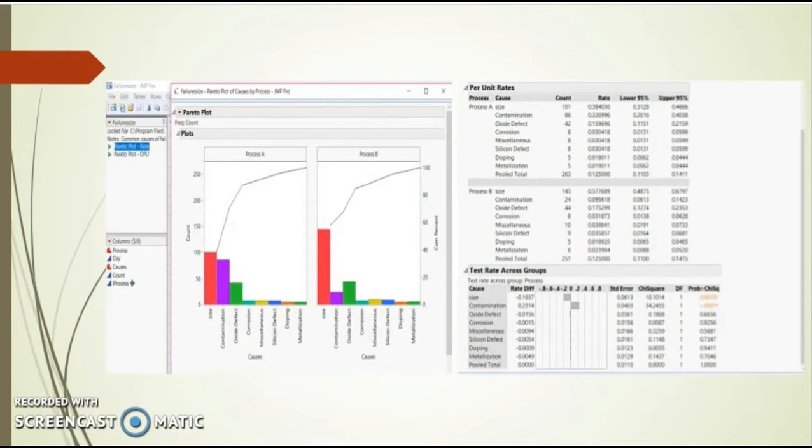When we run the rate Pareto plot, we get the following analysis: the count on the y-axis and the causes on the x-axis. We have a plot for process A and another plot for process B. And then in the following picture, we see the unit rates for process A and process B. We see the rate for each process and the rate according to the lower and upper confidence interval. In the plot, the taller bars, which represent frequency on the chart, help us in analyzing the problems that need more attention.